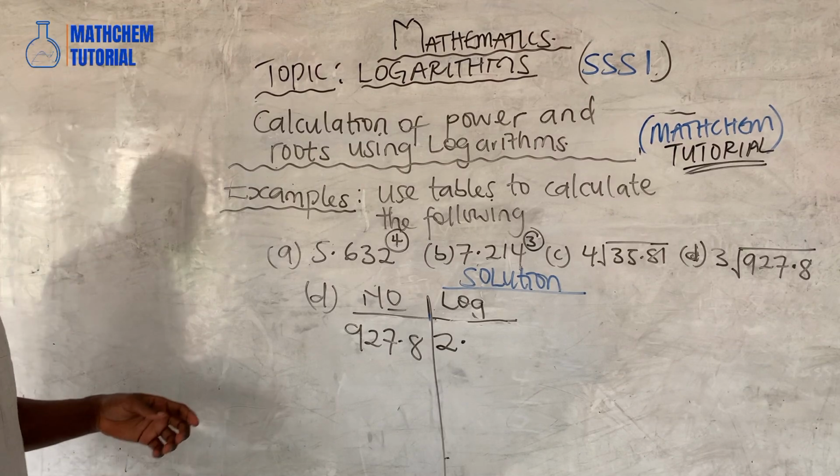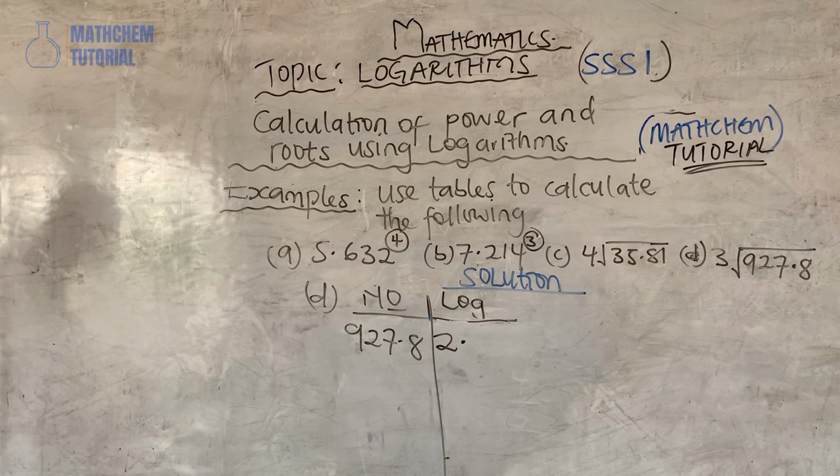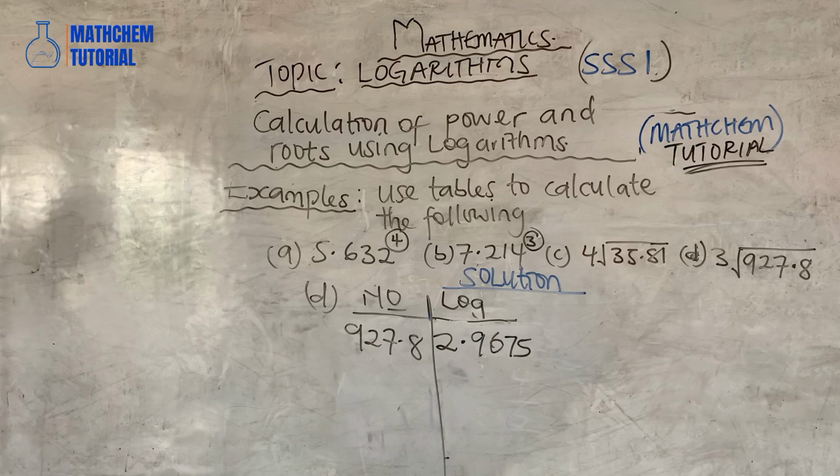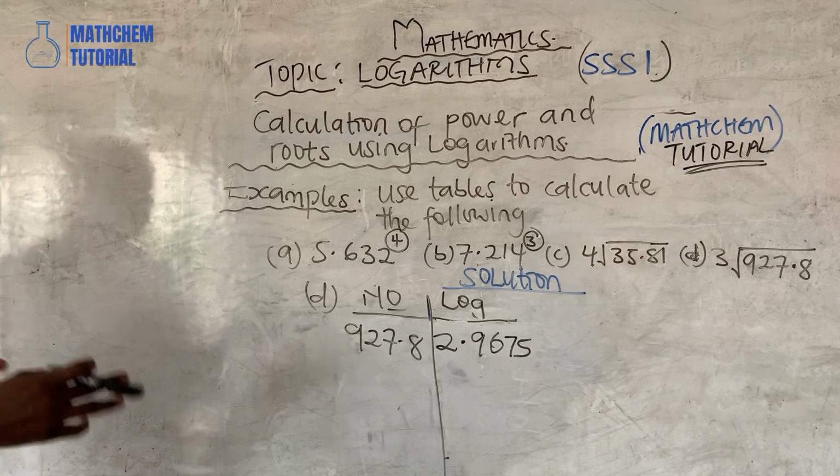Then after that, I will check my 4-figure table by checking 92 under 7 difference 8. So I will check 92 under 7, difference of 8. 92 under 7 here gives me 9671. 9671 difference 8 here gives me 4. So 9671 plus 4 is 9675. So I'll come here and write 9675.